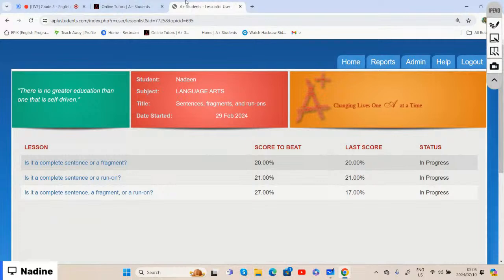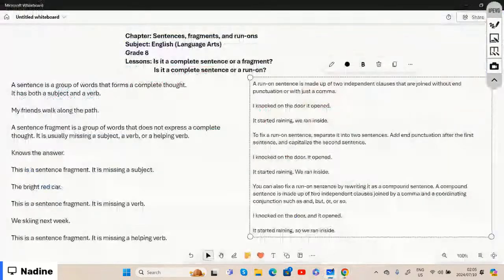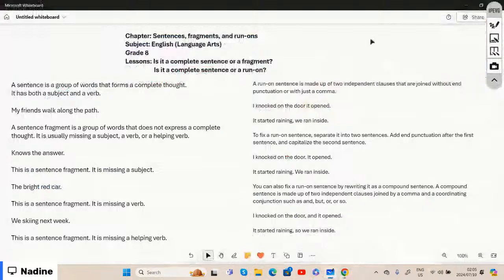All right. So our chapter is sentences, fragments, and run-ons. Our subject is English Language Arts, grade 8, and the lessons that we are going to be focusing on under this chapter are: is it a complete sentence or a fragment, or is it a complete sentence or a run-on?